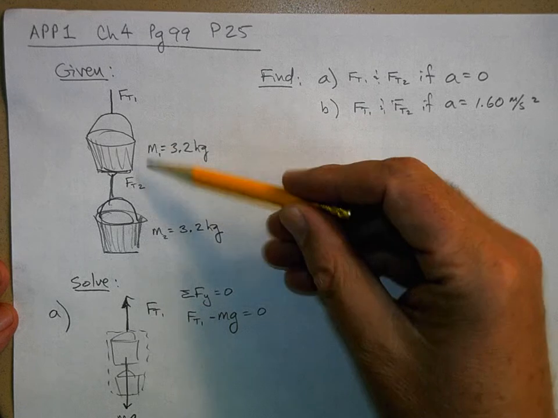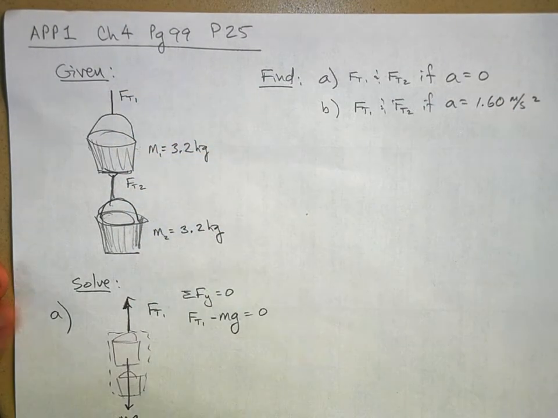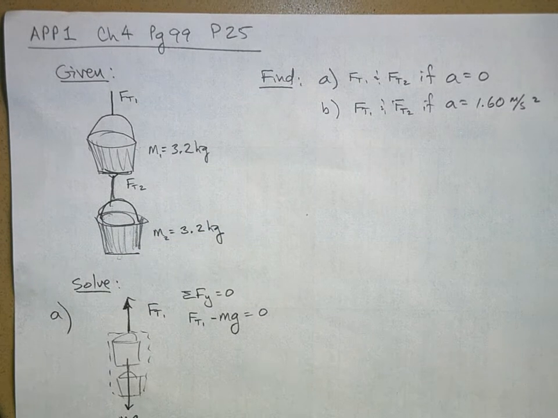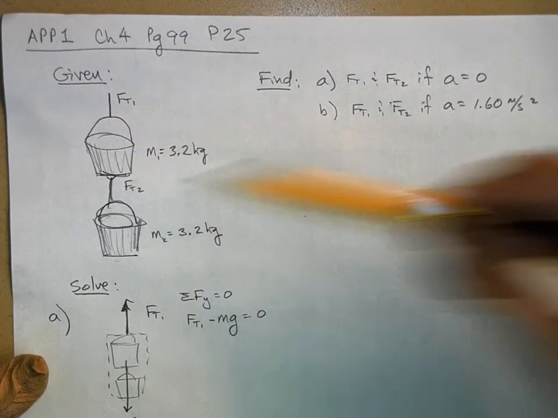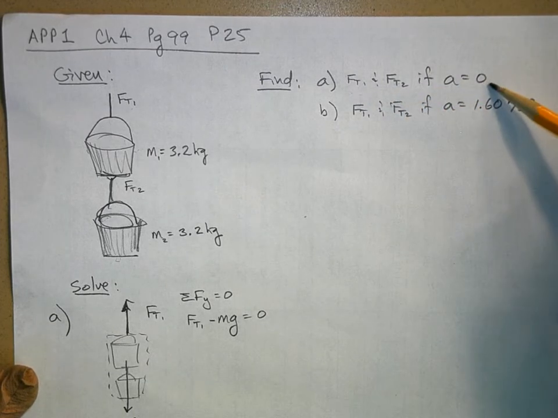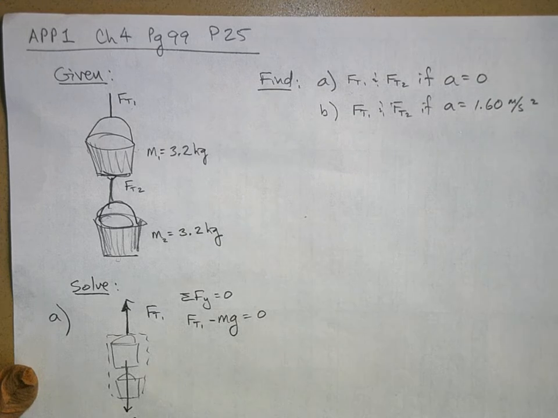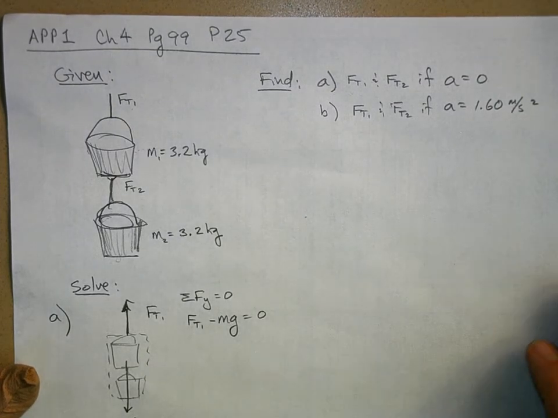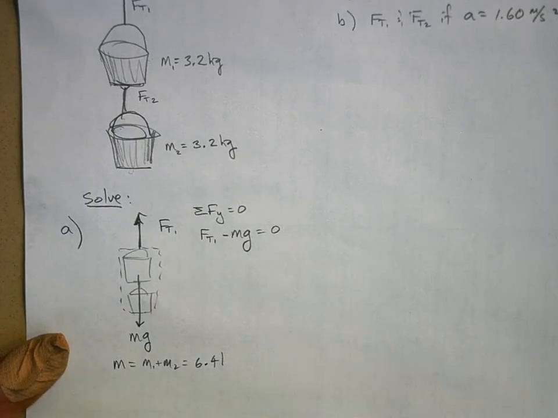So we've got these two buckets. I didn't draw this very well, but two buckets, and they're hooked together by these cords. They have identical masses, and I'm going to call this tension 1 and this tension force 2. We want to know what these tension forces are if the acceleration is 0, and what these forces are if the acceleration is 1.6 meters per second squared. So I got started here with part A.